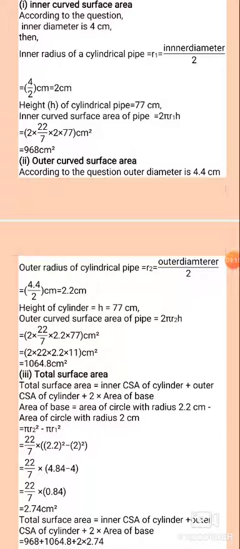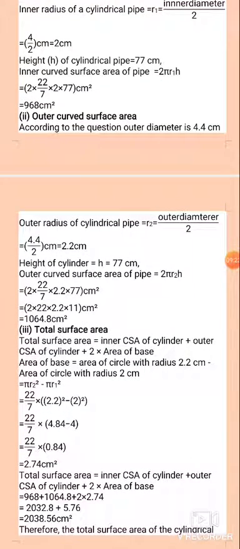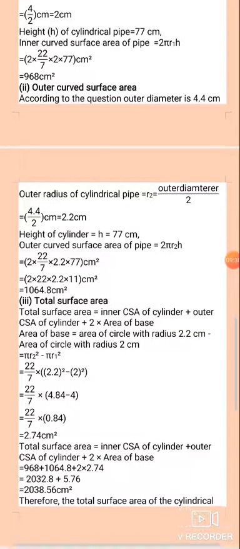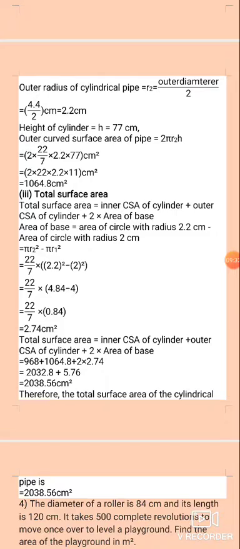That is 968 plus 1064.8 plus 2 into 2.74. Now at last what we get? 2038.56 centimeter square is the total surface area. Clear?